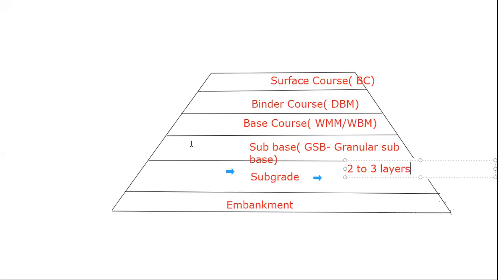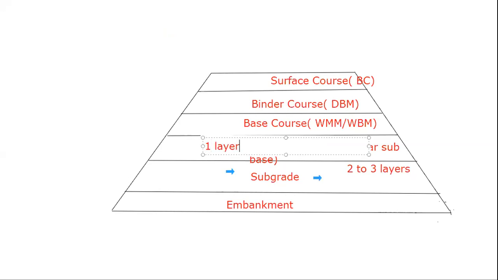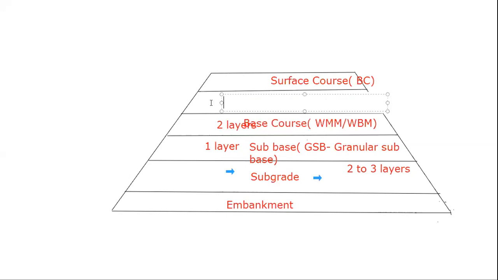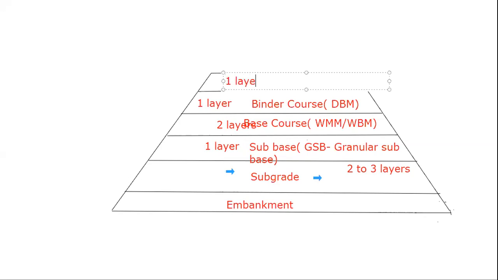And above this, GSB is usually provided in a single layer, or in some cases it will be provided in 2 layers. And this WMM is usually provided in 2 layers. And above this, binder course or DBM is there. You will provide this DBM in a single course, 1 layer. And similarly, this also we will provide in a single layer.